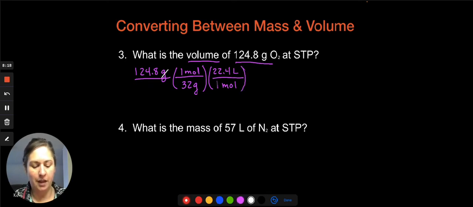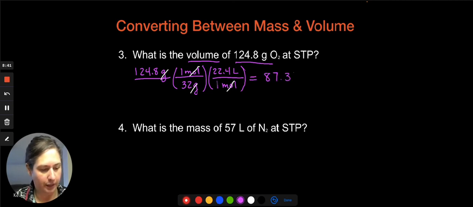So grams canceled, moles canceled. I'm left with liters, which is what I want to know. I want to know volume. And so when I do this calculation, which I did ahead of time, I get 87.36, 4 significant digits for this one. There are 4 sig figs in our original value. So 87.36 liters.